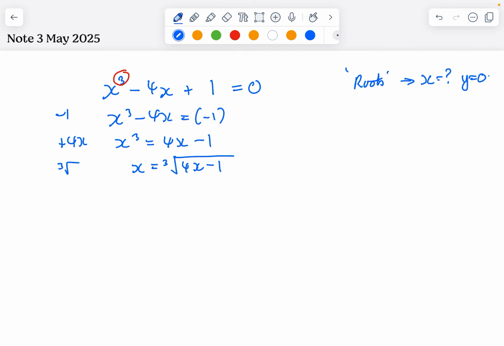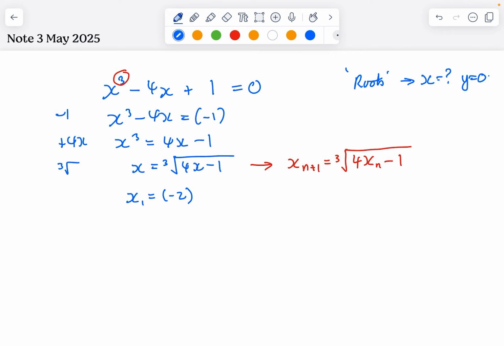So now, this will help me find an estimate for those solutions, but I need a starting point. So if I pick the starting point as the first value being minus 2, this is now what we call a recursive sequence. So what we do is we say that the next term, which is xn plus 1, n being the term in the sequence, is equal to the cube root of 4 times xn, which was the current or the last term in the sequence, minus 1.